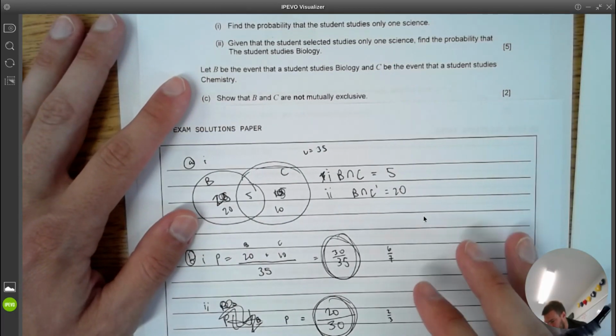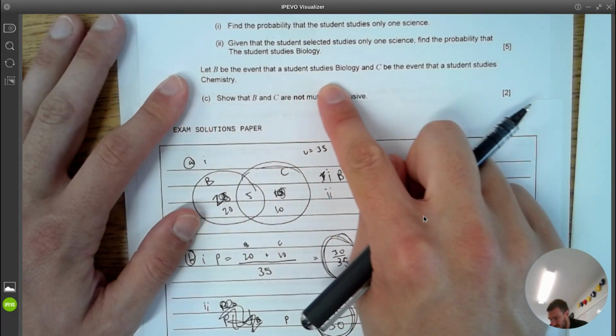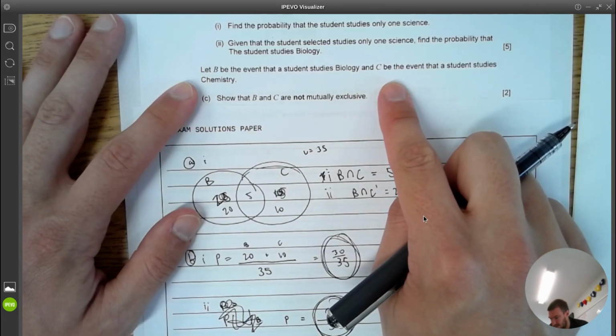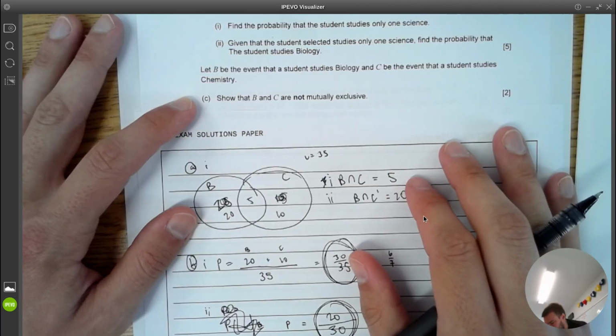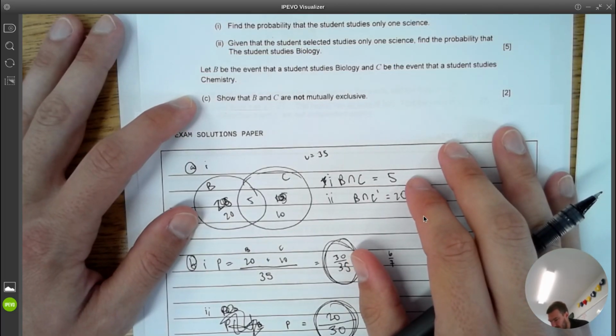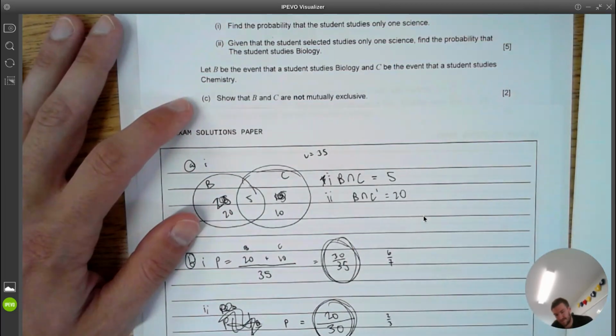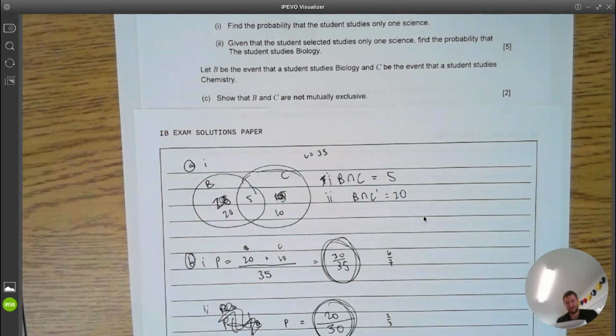Let B be the event that a student studies biology, and C be the event that a student studies chemistry. Okay, nice, we're using those same letters already. Show that B and C are not mutually exclusive. All right, let's go.